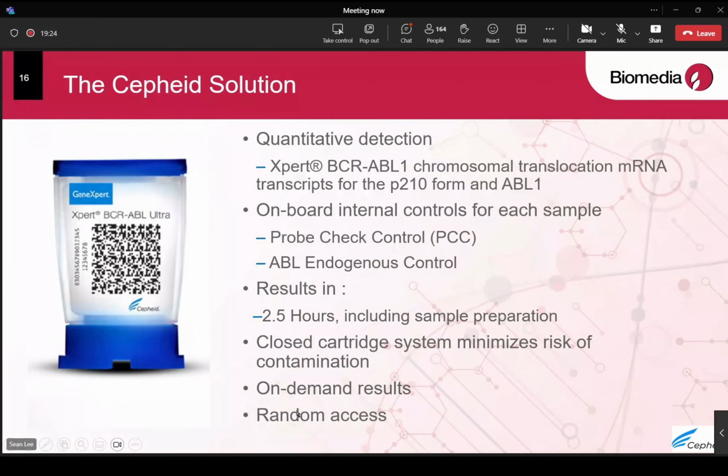Besides running BCR-ABL on the GeneXpert system, you can even run other types of tests on the GeneXpert system at the same time. For example, if you run BCR-ABL on the first module, and you want to run an HIV test on the second module, no issue at all. So it's very flexible.